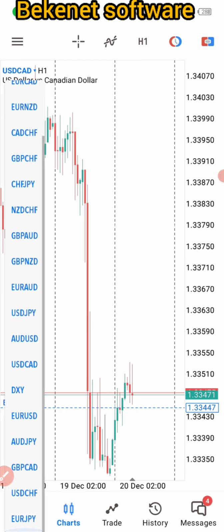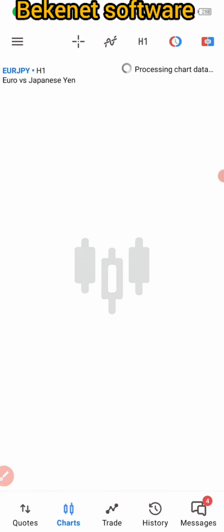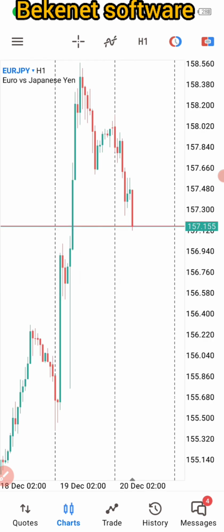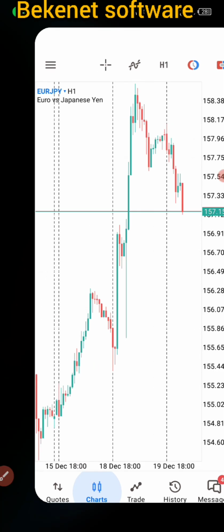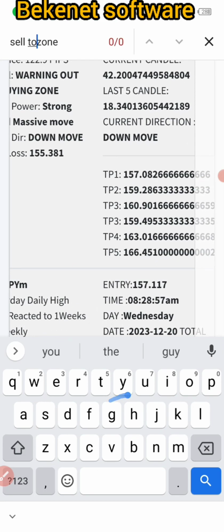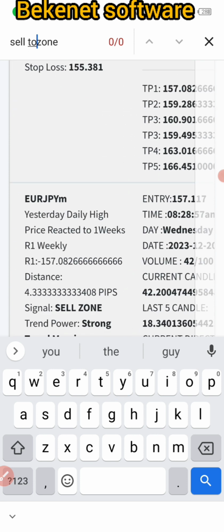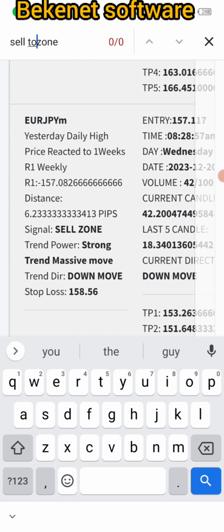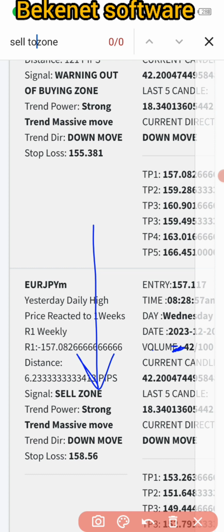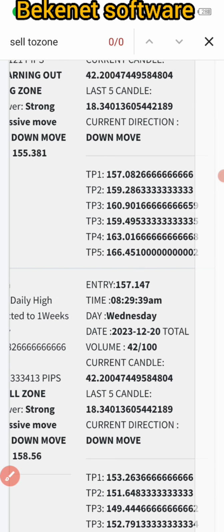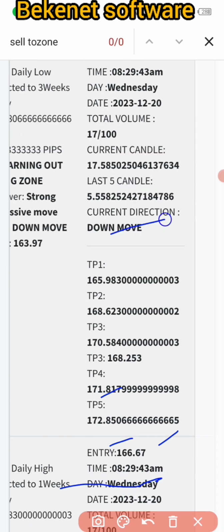So that you understand it. As you can see, look at what it's telling us. It's telling us that sell zone. Understand this, it's very simple. It's telling us that this is sell zone, trend direction down, current down. Now the volume starts from what? 100. Like I told you, volume starts from 100 to 0.